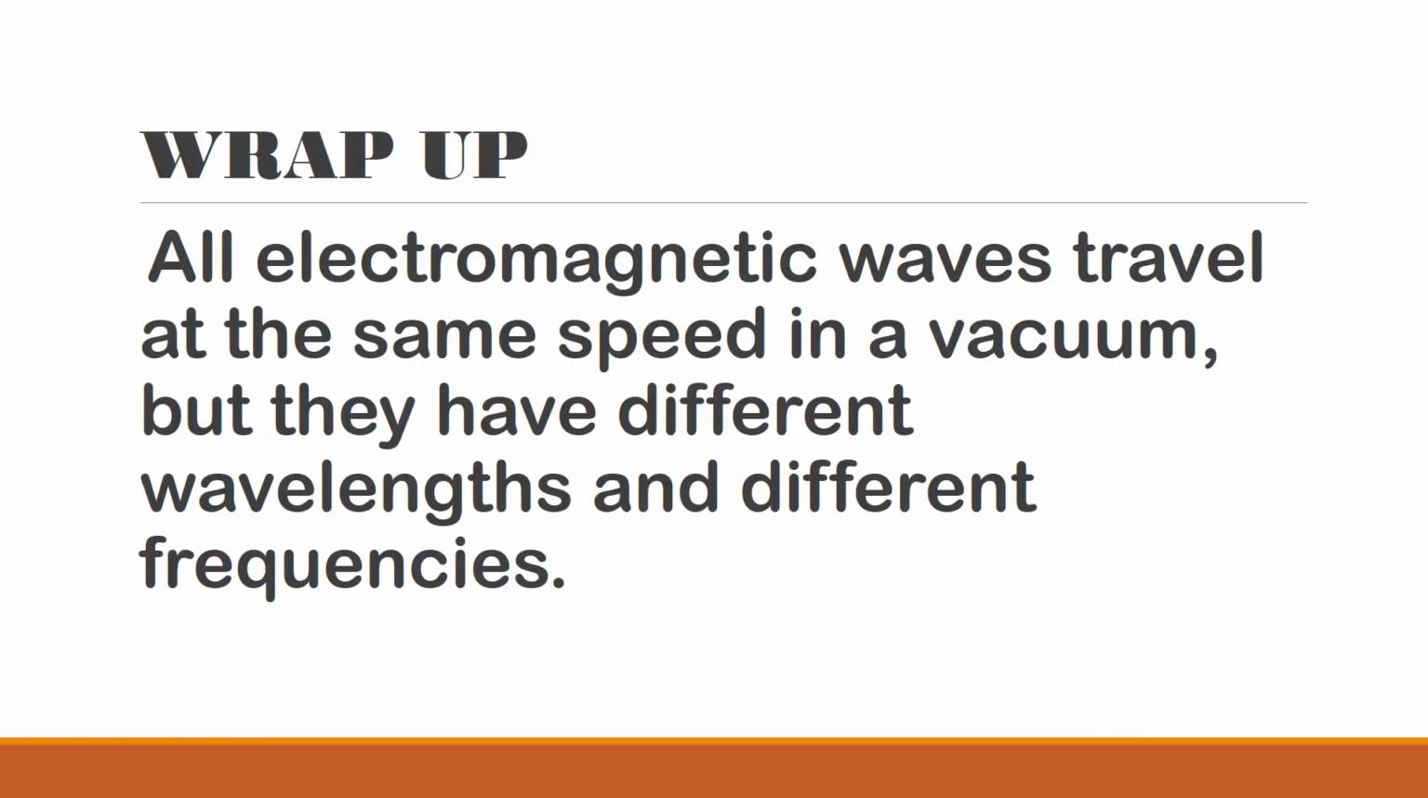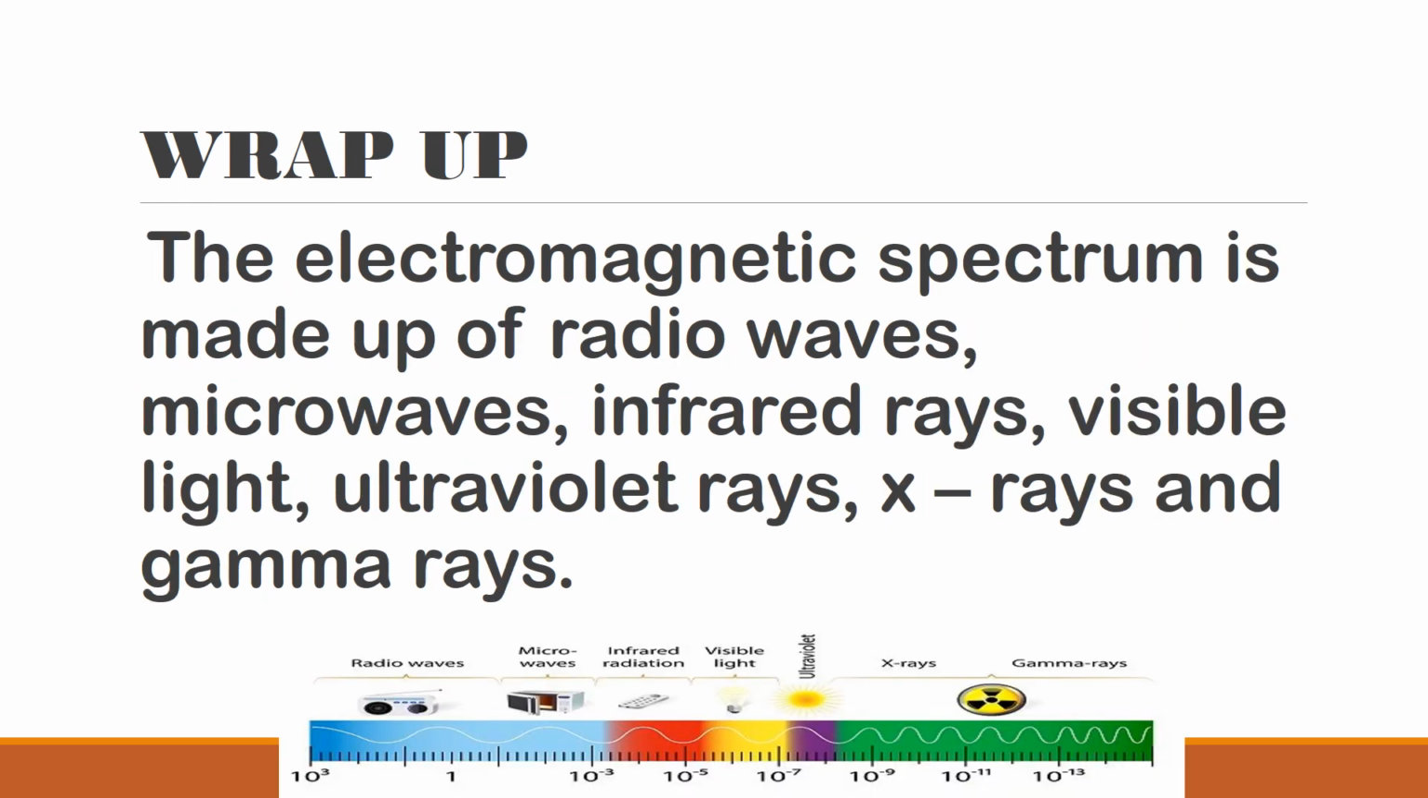I hope you were able to learn something from this lesson. So to wrap up everything, first, all electromagnetic waves travel at the same speed in a vacuum, but they have different wavelengths and different frequencies. And lastly, the electromagnetic spectrum is made up of radio waves, microwaves, infrared rays, visible light, ultraviolet rays, X-rays, and gamma rays.